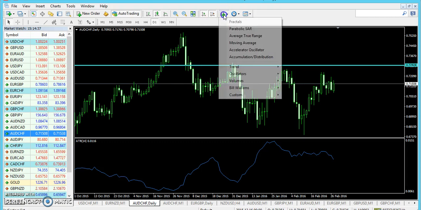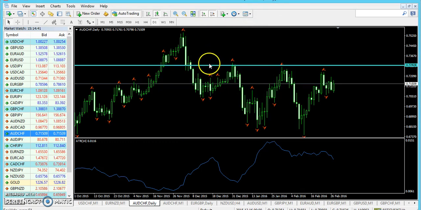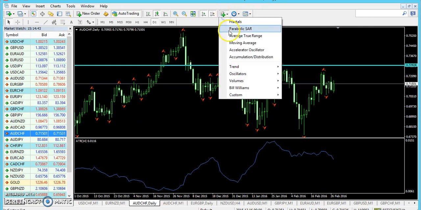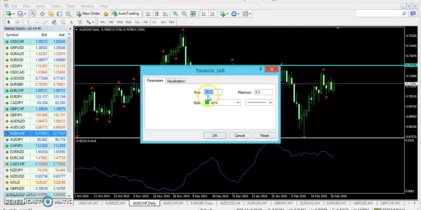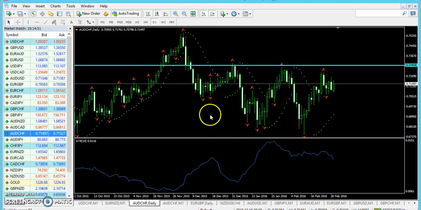So, like I said, there's an indicator which I use, fractals. Actually, no, not these. Sometimes, let me just reset it. Look at parabolic SAR. I personally think parabolic SAR is better.